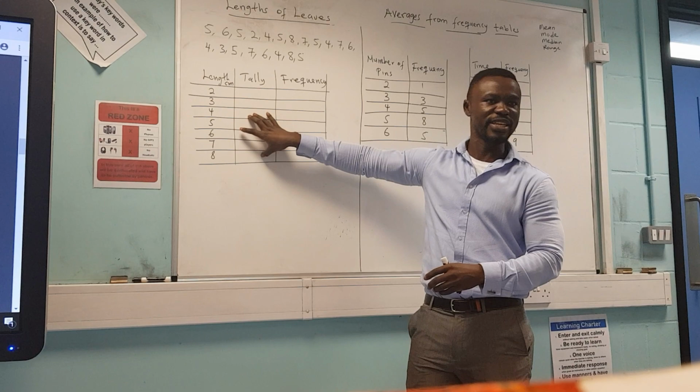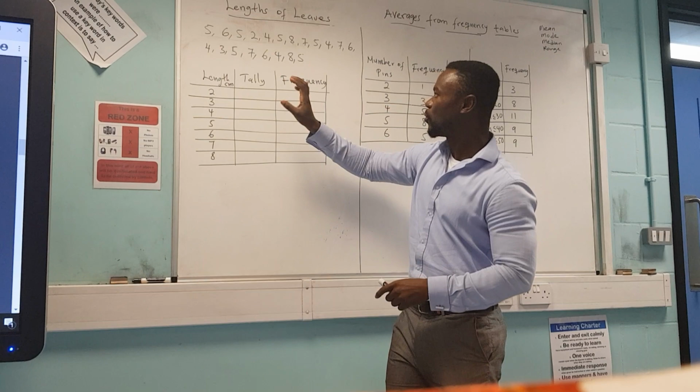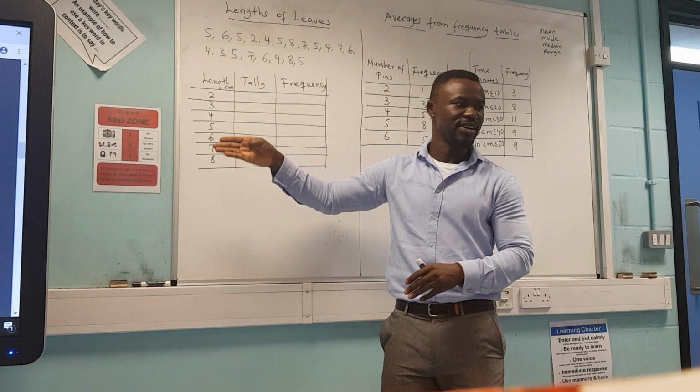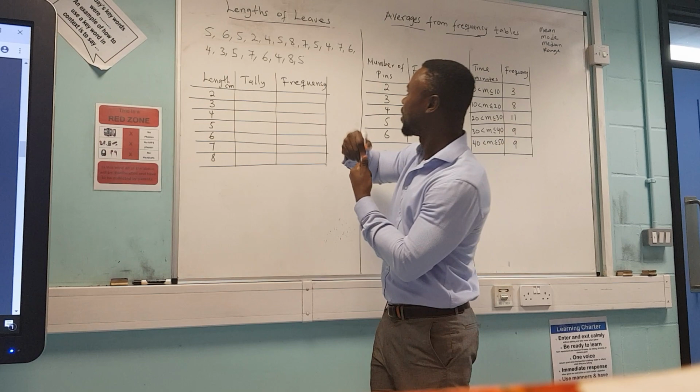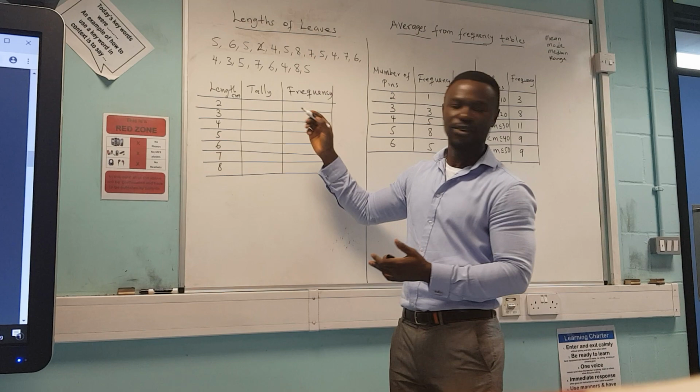Here, this is called a tally table. Tally means count how many there are using lines. Then the frequency means the lines that you got, write them in number form. If I start with number two, I'm going to count how many twos there are. That is one, and I can't see any more. So here you put a bar and you write number one here.